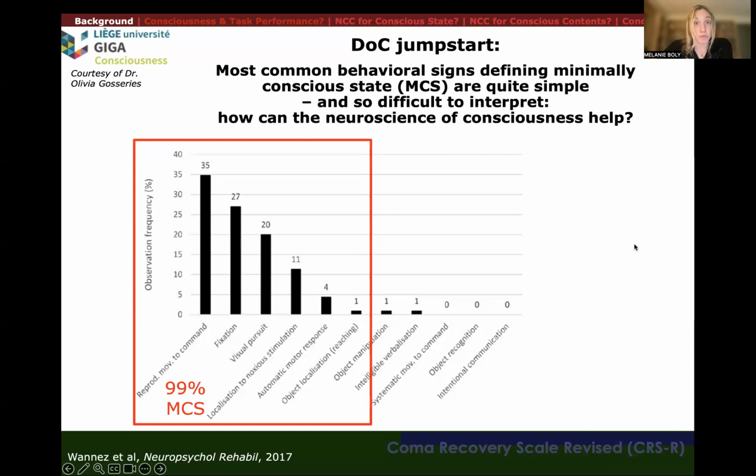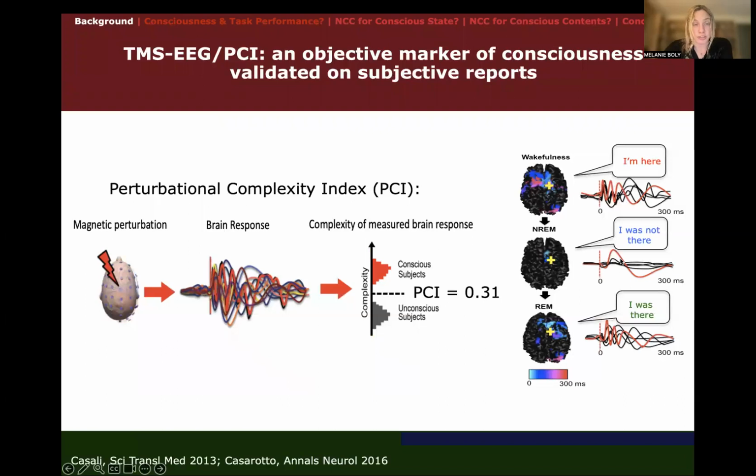In particular, over the last few years, there has been one major progress in consciousness science, which is the development of a consciousness index, the perturbational complexity index, or PCI, which is derived from transcranial magnetic stimulation combined with EEG. Basically, you stimulate the brain and you look at how the brain responds. And if the patients are conscious, like here in wakefulness or REM sleep, even if they are unresponsive, they would have a complex response and a high complexity index.